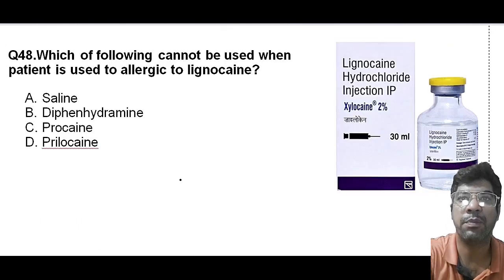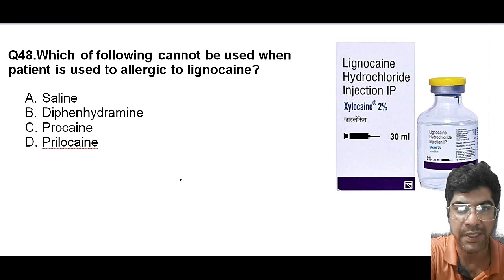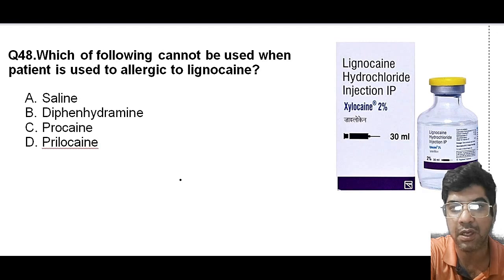Which of the following cannot be used when a patient is allergic to lignocaine? So when the patient is allergic to lignocaine, an alternative local anesthetic may be considered. So prilocaine is an alternative to lignocaine in patients who are allergic or sensitive to lignocaine.